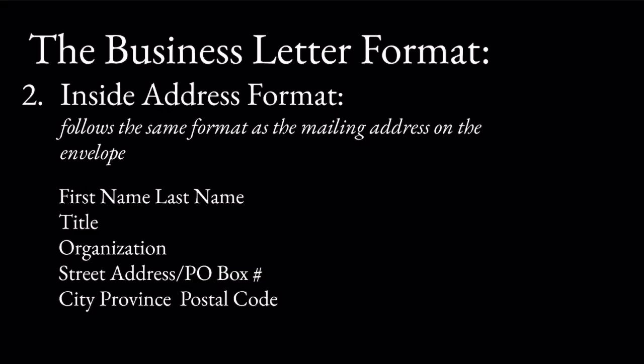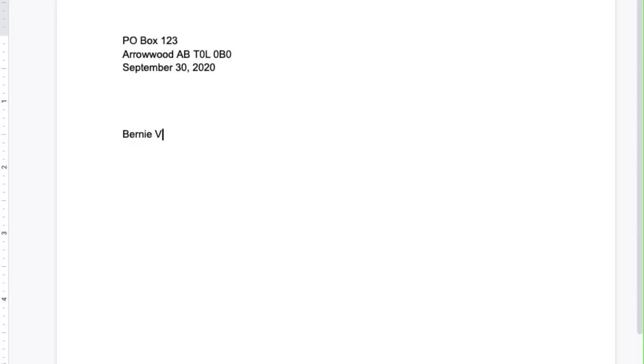Okay, and it follows the same format as the mailing address on the envelope. That's first name, last name, then the title, organization, street address, city, province, and postal code. So you do the first name, last name, then the title, principal, name of the organization, street address, and include the quadrant, and then the city, province, and postal code.